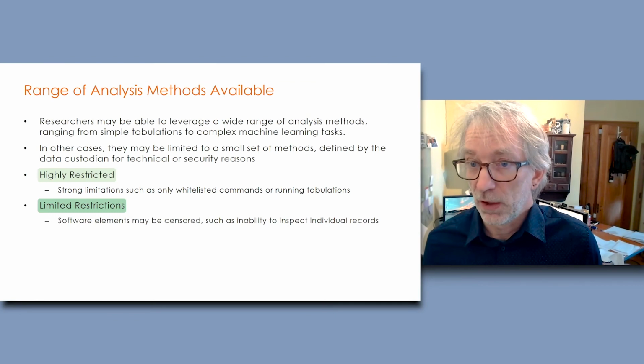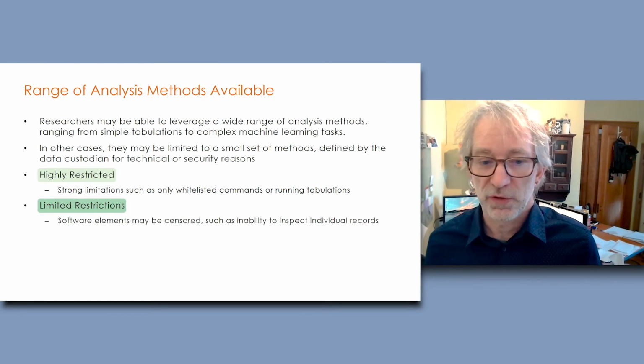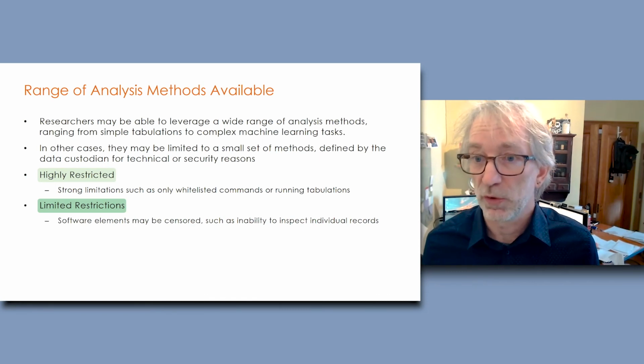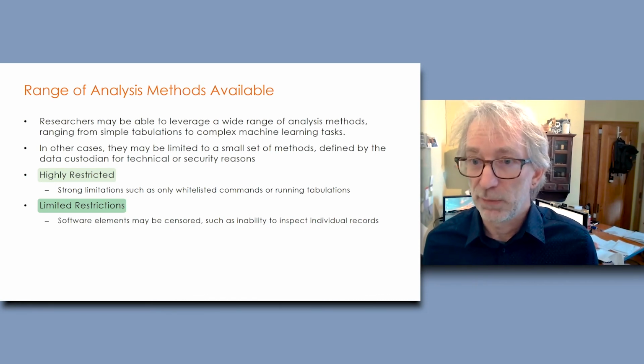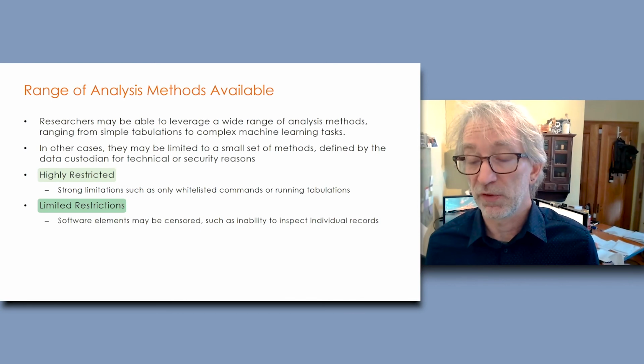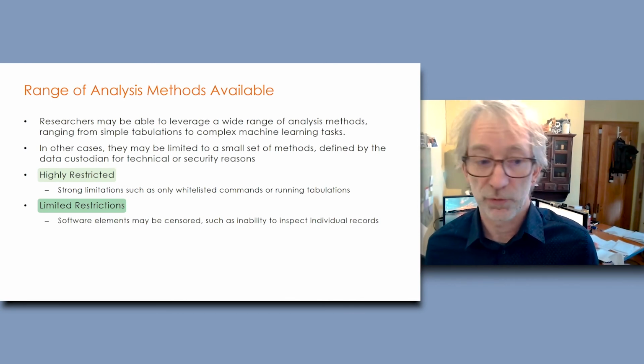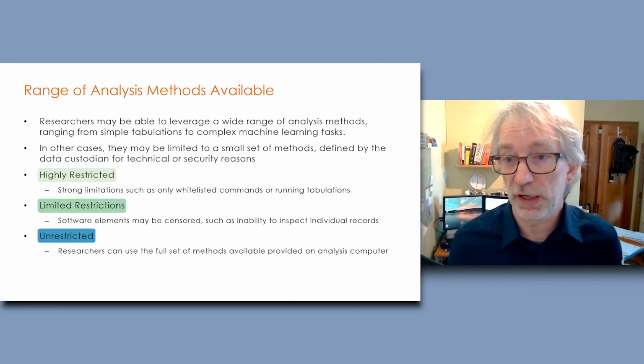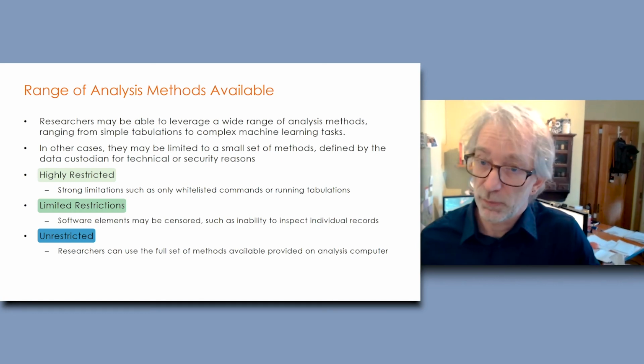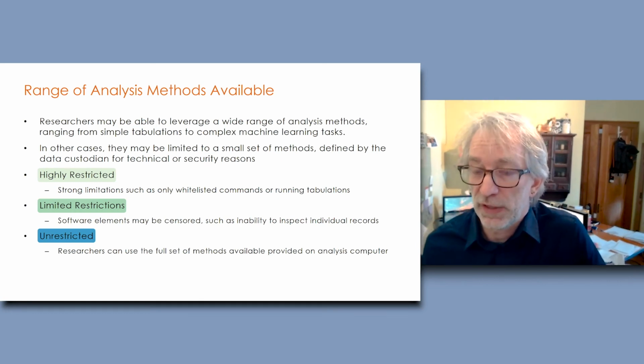Sometimes there are some small restrictions. You might have, for instance, the ability to run most Stata code or something like that, but you may not be able to run those commands that would allow you to see individual records. We call that limited restrictions. And finally, unrestricted is where there's at least the potential to run any sort of analysis on the analysis computer itself.